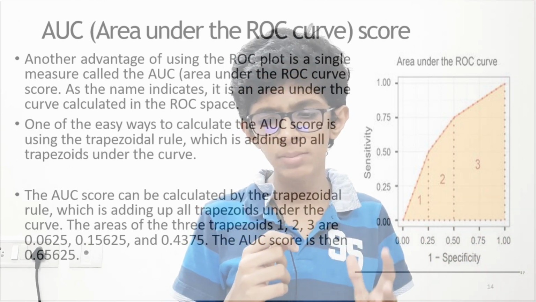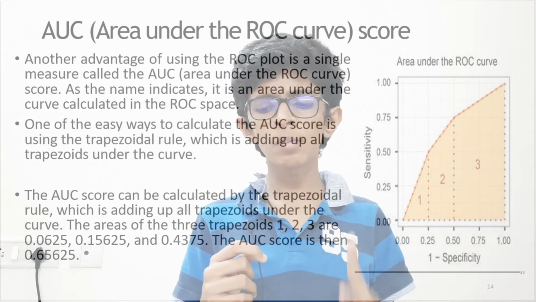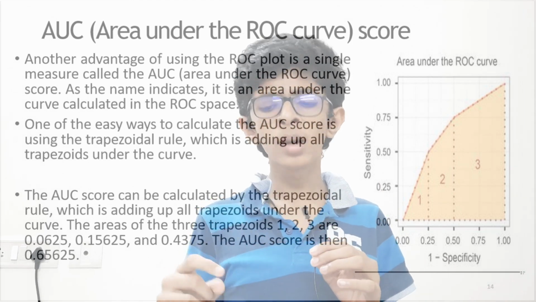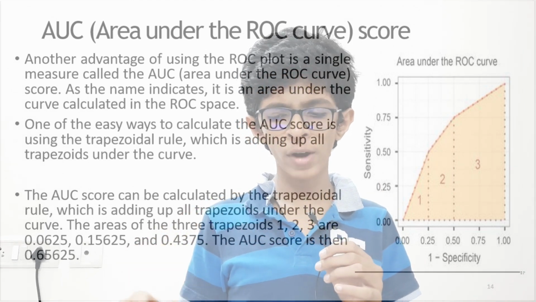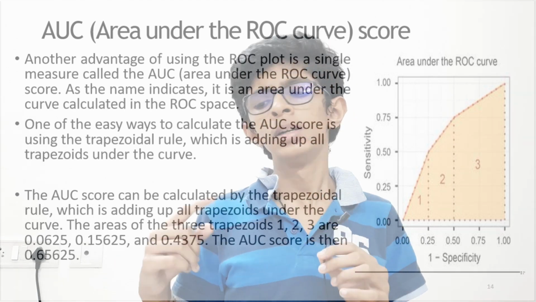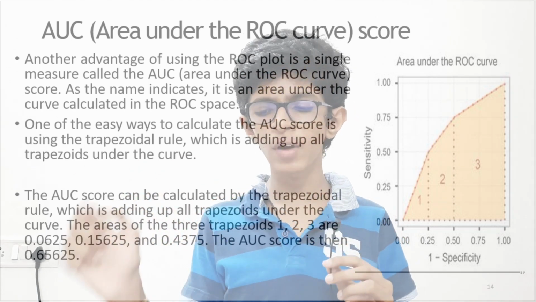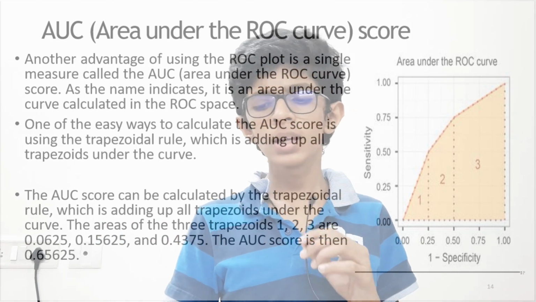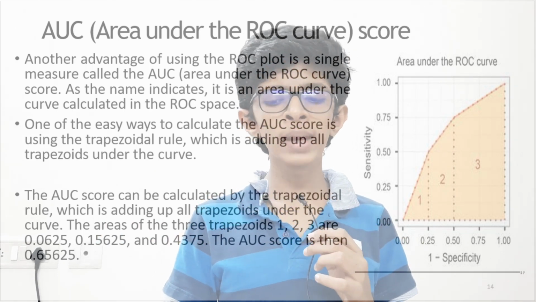The areas of the three trapezoids 1, 2, 3 are 0.0625, 0.1625 and 0.4375. The AUC score is 0.6565.